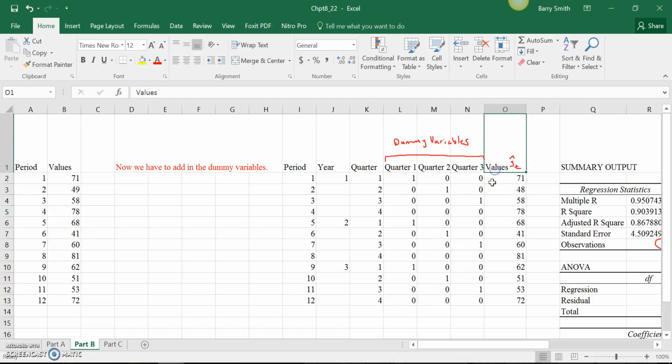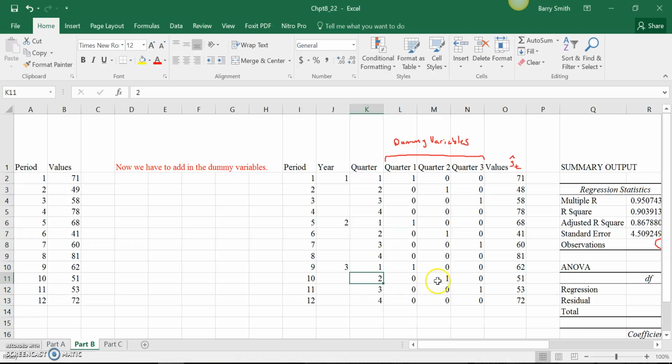And then these are just our straight values. If you remember in the book, that's the y hat sub t, and that's what those values are there. I do that for each year, and once you get that first one filled in, you can copy it and paste it here, because it's the same thing.